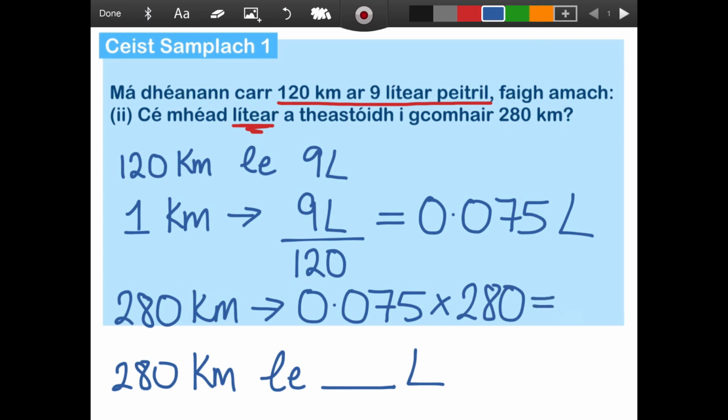To find out how many litres of petrol are needed for 280 kilometers, multiply the amount needed for 1 kilometre by 280.